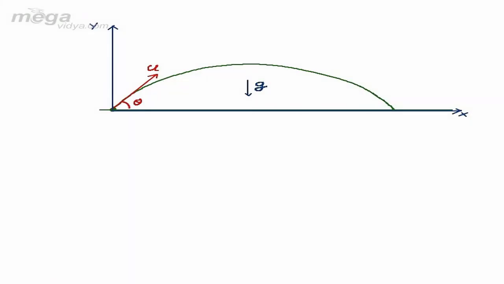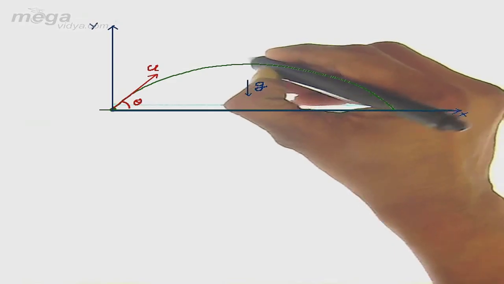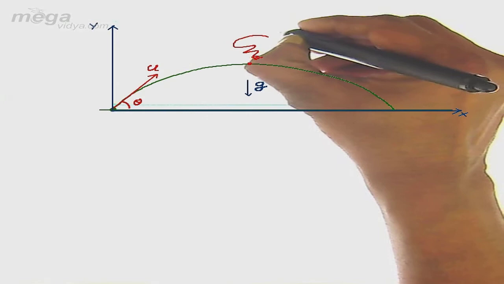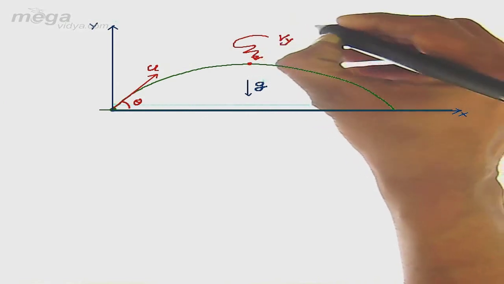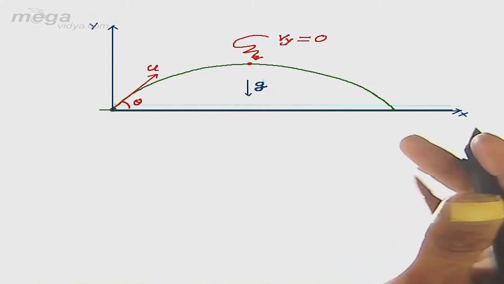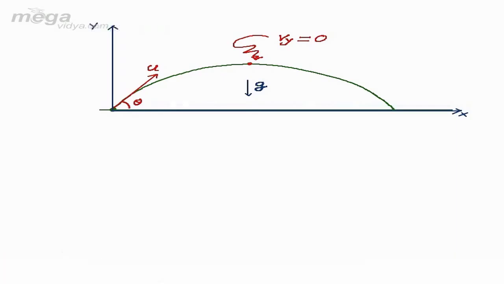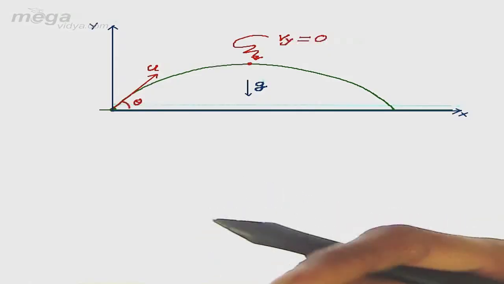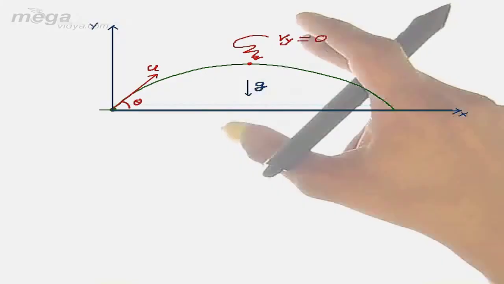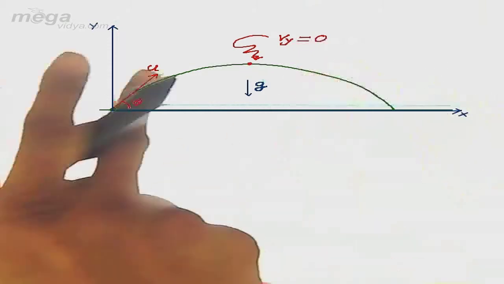Now, we can easily analyze that when it reaches the maximum height of this path, obviously at this height, the vertical component of velocity is 0. If the vertical component of its velocity is 0, then we can very easily use the third equation of kinematics, which is basically the result of the work energy theorem. Here, by conserving the energy, we can easily get the velocity in y direction to be 0 at maximum height.